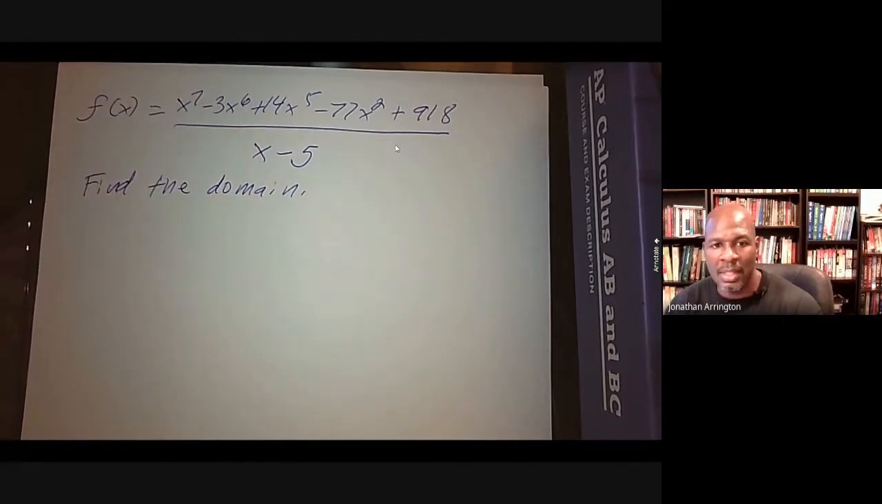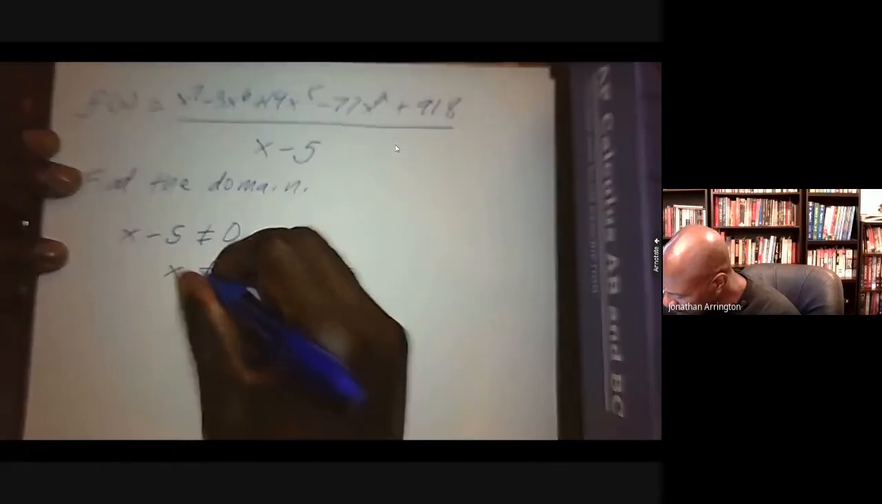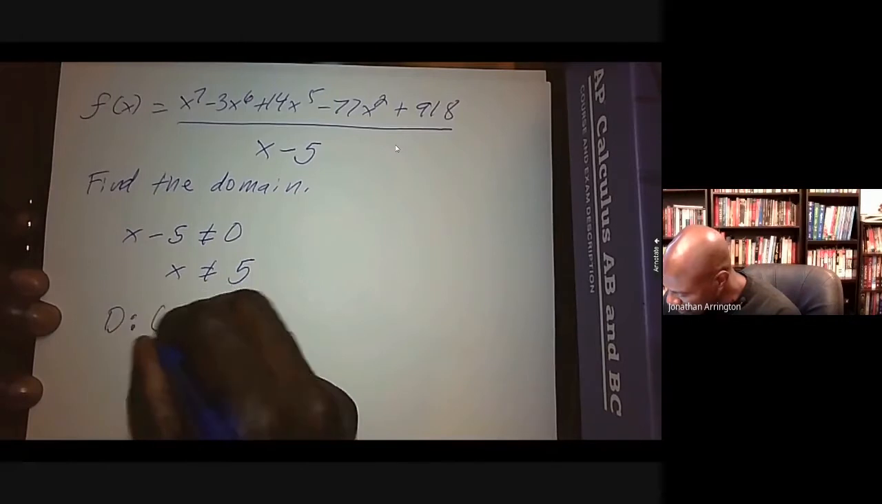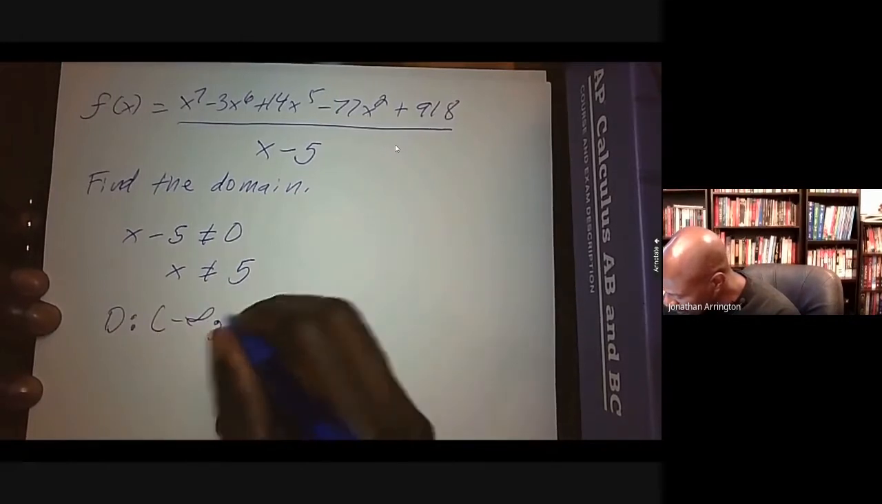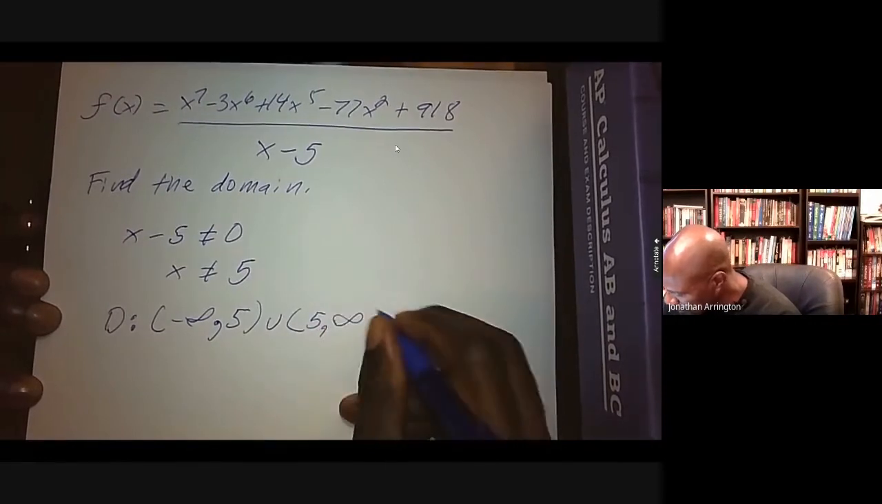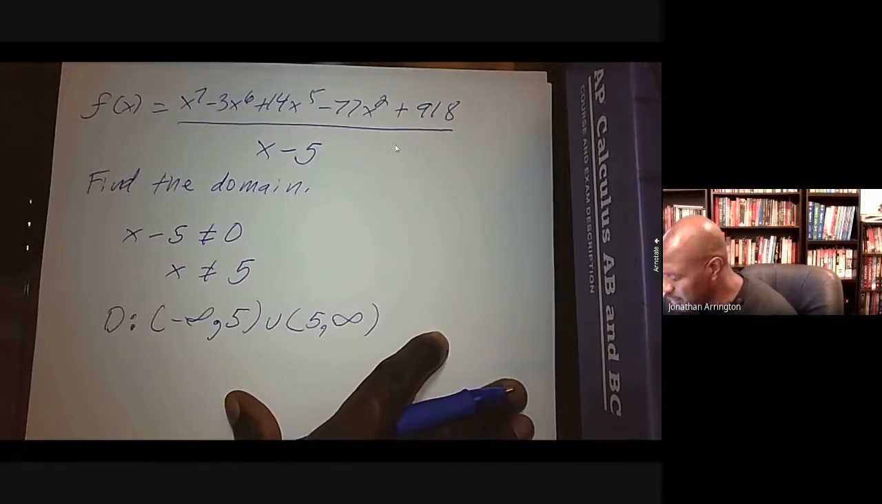There are other things that can cause restrictions on domain, but for right now, those are the only two things we're concerned with. So in this case, I don't have an even radical, but I do have a denominator with a variable in it. So I just need to make sure that it is not equal to 0, which means x cannot be equal to 5, which in interval notation would be negative infinity to 5 union 5 to infinity. And that should seem fairly straightforward based on what we did yesterday.